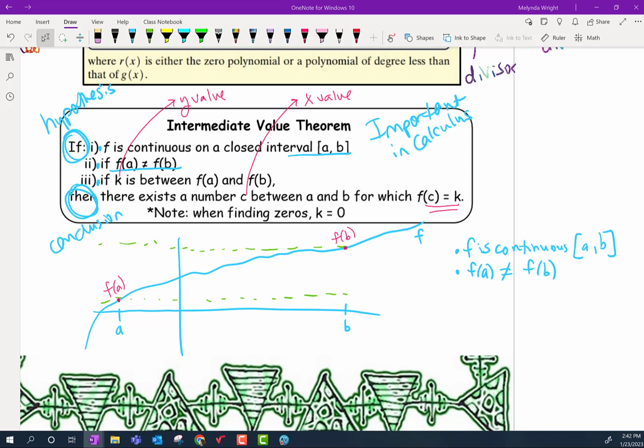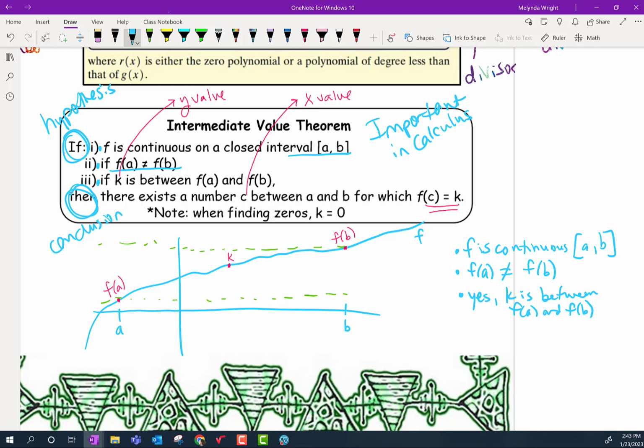So I'm going to mark k. Let's just say this is k. Is k between f of a and f of b? Is the y value k between the y value of f of a and the y value of f of b? Yes. So part 3, yes, k is between f of a and f of b.